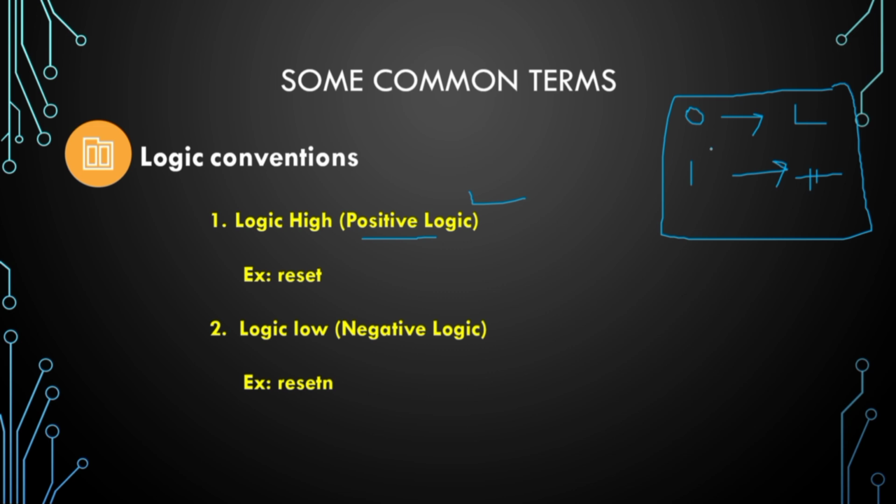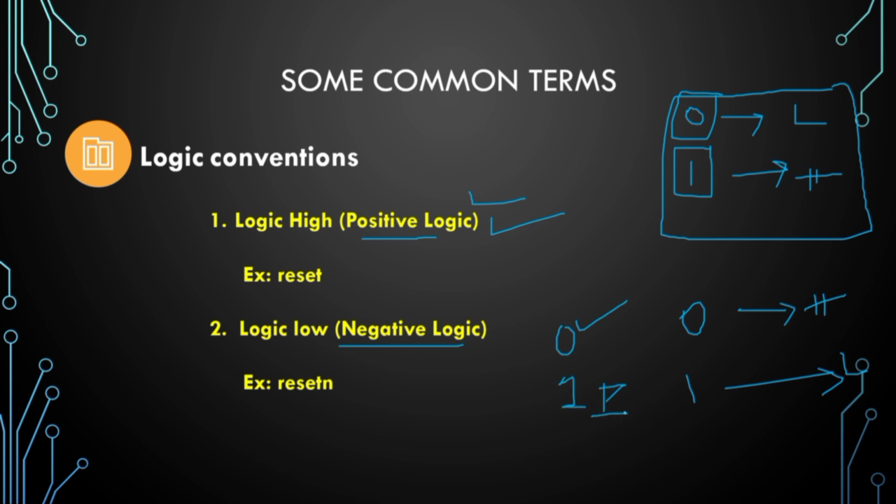Here, whenever you give 1, the circuit will become active, and whenever you give 0, the circuit or the signal will become inactive or low. This is how the positive logic works. And vice versa is the negative logic. Here 0 is considered as high and 1 is considered as low. In this, the signal is a negative signal. Like if we give 0 to a signal, the signal will become active, and if we give 1 to a signal, it will become inactive. This is how the negative logic works.